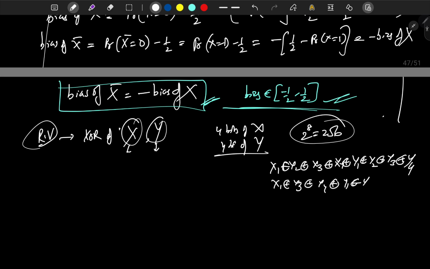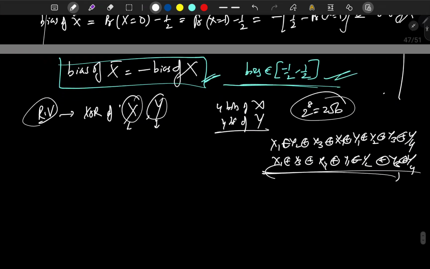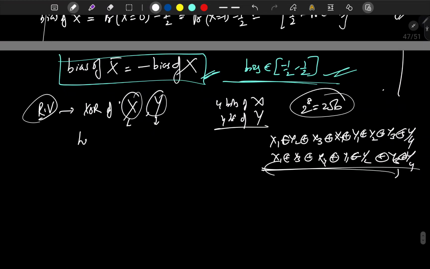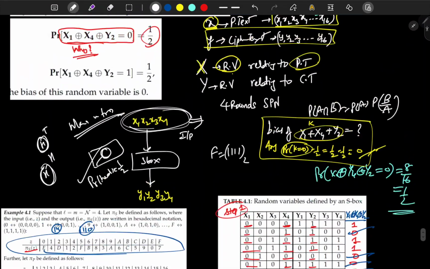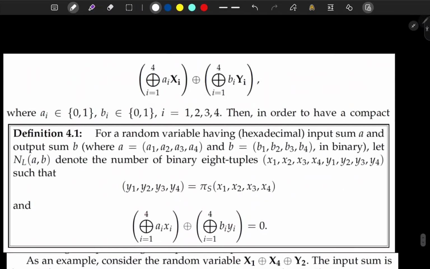What I mean to say is that every time I want to talk about some random variable, I have to write this very big expression. We have to write a very big word, right? So for this we are using a simple notation, that is the hexadecimal notation. That's what they have written here.